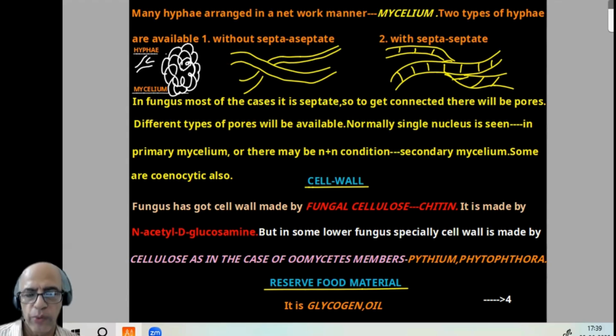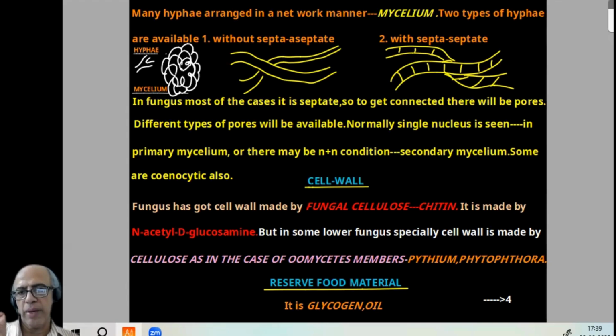Now we can proceed to the cell wall. A cell wall is there in fungus like in plant cells or algal cells. So fungus is a cell wall bearing organism. But remember, chemically the cell wall is fungal cellulose, otherwise called chitin, important for the exam. It is made of N-acetyl D-glucosamine. But in some lower fungus, again an important area for the exam, the cell wall is made up of cellulose.